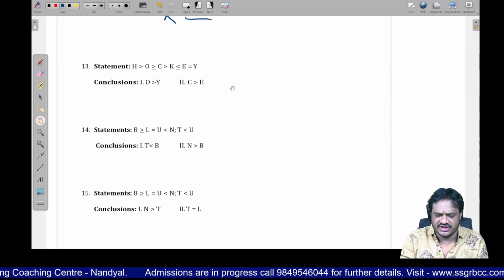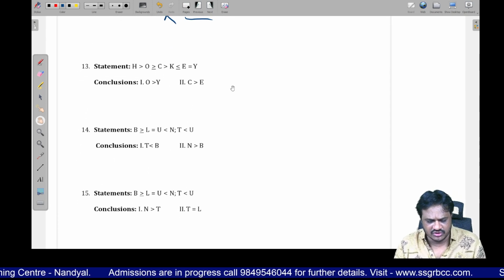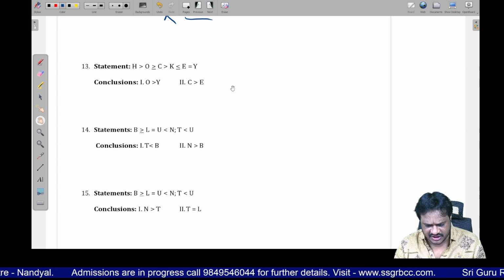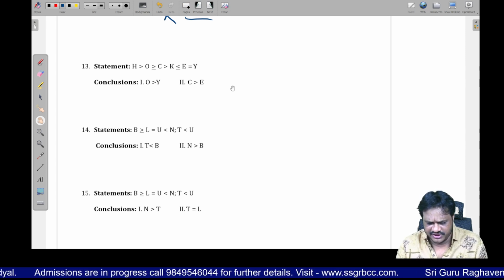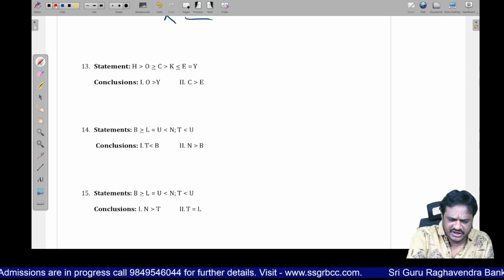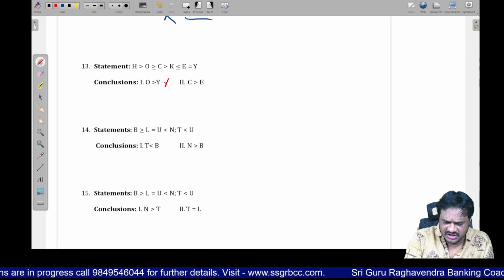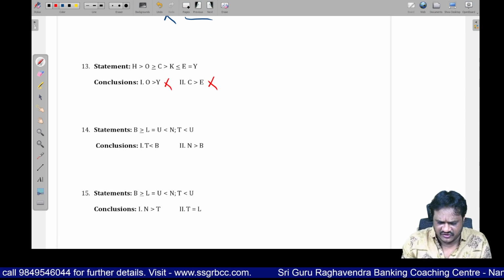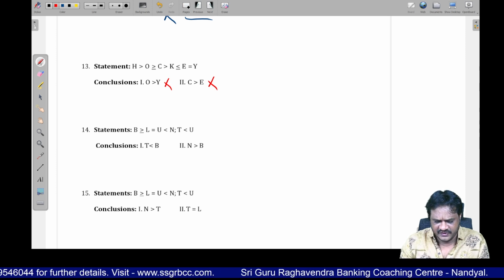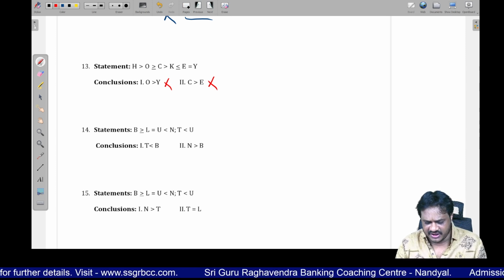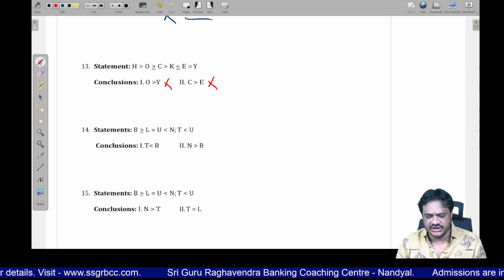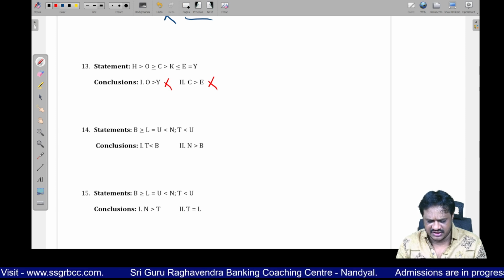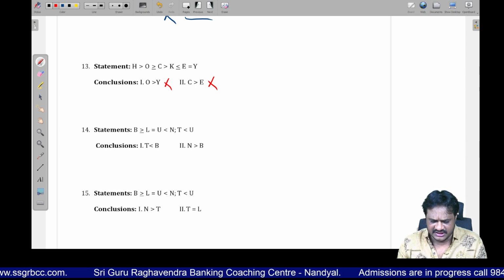Then H greater than O greater than or equal to C, C is greater than K, K less than or equal to E, E is equal to Y. Now O greater than Y, that does not follow. C greater than E, that also does not follow. Neither one, not true. 14th one, B greater than or equal to L, L is equal to U, U less than N, T less than U. Now T less than B.